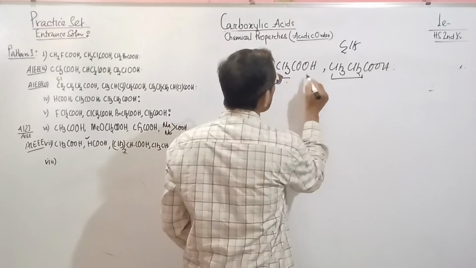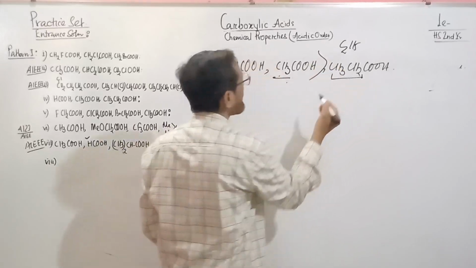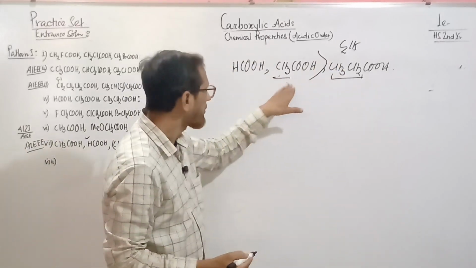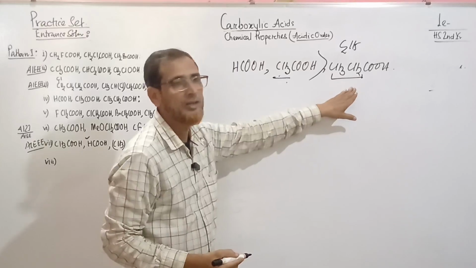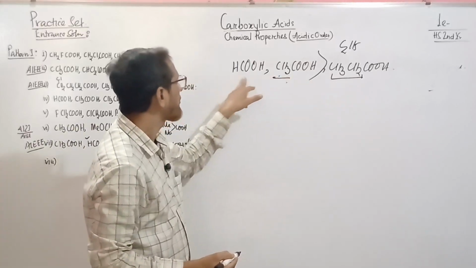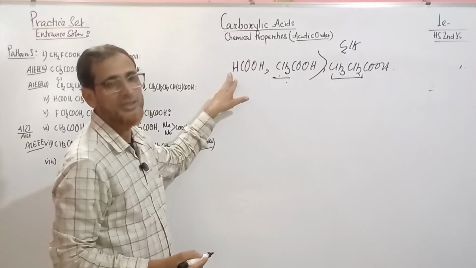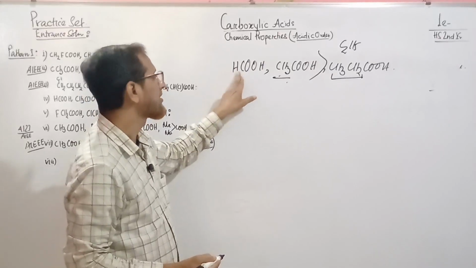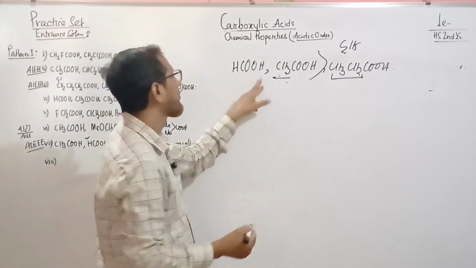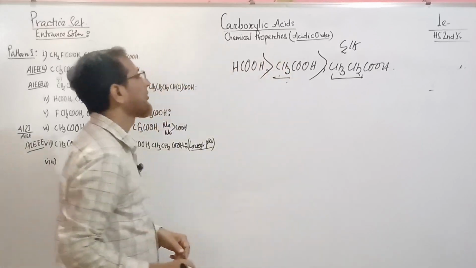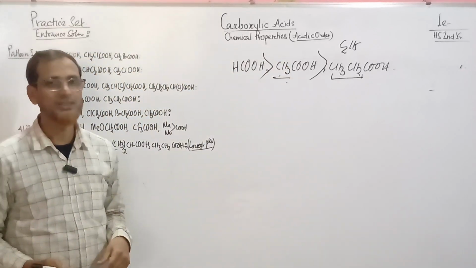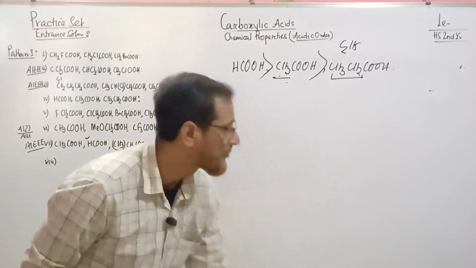So out of this one, this is more acidic than this one, because it is methyl and it is ethyl. Am I right? So if you compare these two, this is formic acid, this is acetic acid, there is no plus I group, hence its acidity is not affected, so it is more acidic. So formic acid is more acidic than acetic acid than propanoic acid.